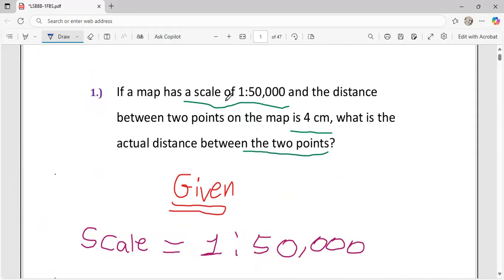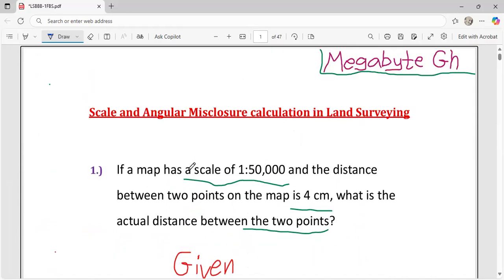Okay, so now let's move back to our question again. The question they gave us, they say if a map has a scale of 1 is to 50,000. And if you see a ratio like this, a ratio like this is the same as what?